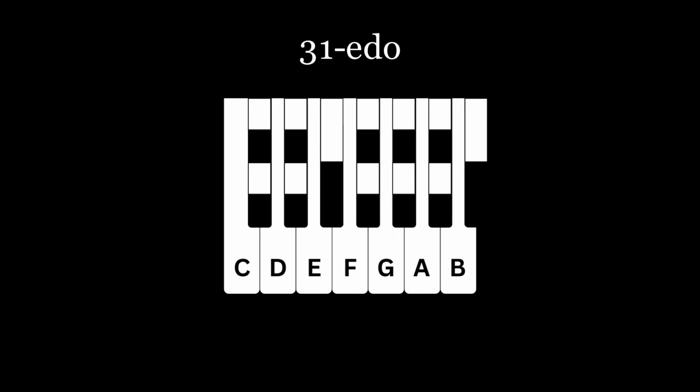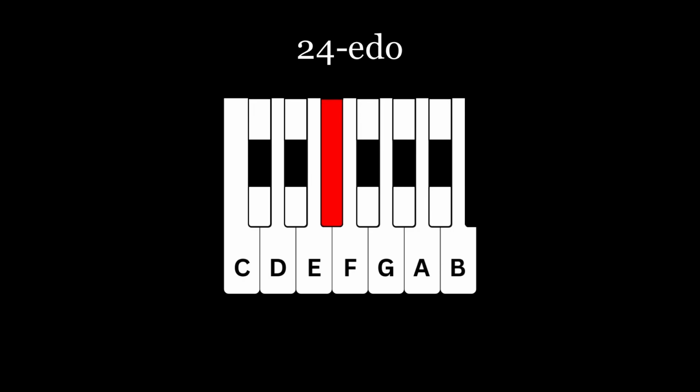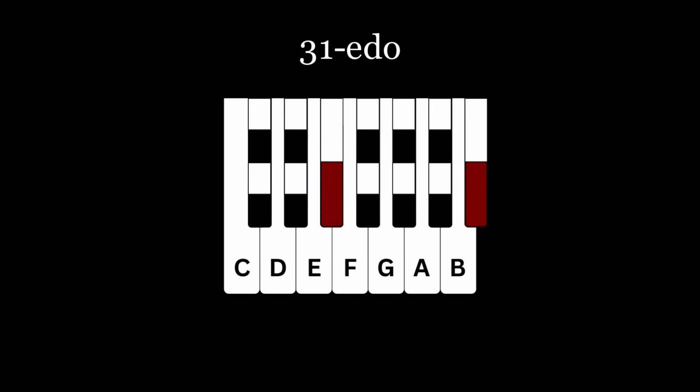The first change we notice is that the singular black note found in between E and F and in between B and C is now split into 2. Accordingly, the lower notes would be E half sharp and B half sharp, while the higher notes would be F half flat and C half flat.